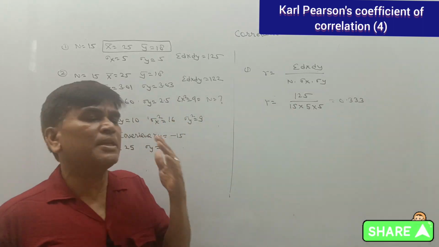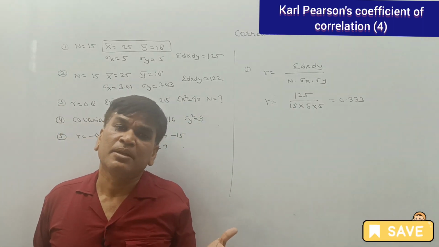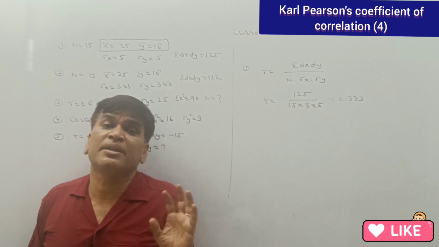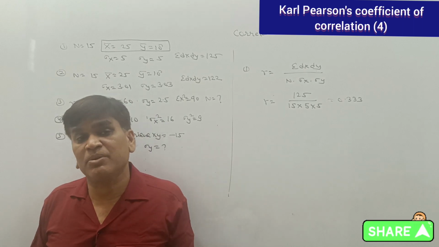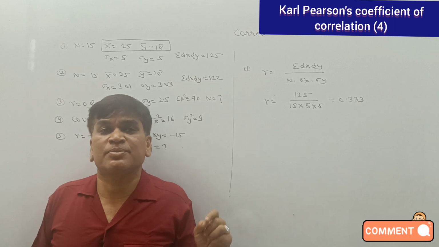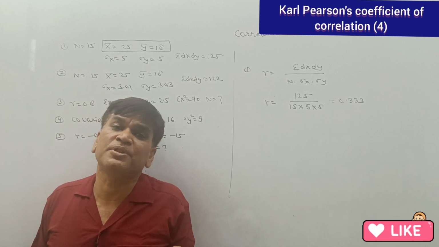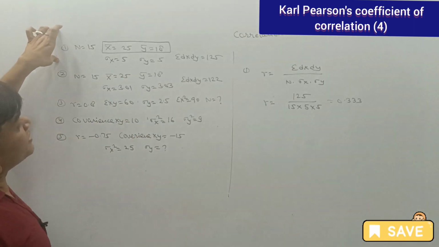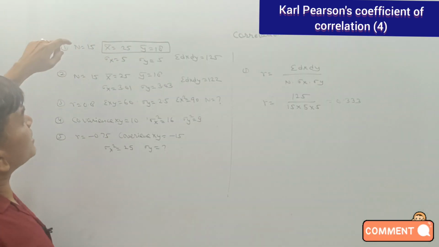This question is repeated many times in examinations, but students get confused about why x bar and y bar are given. They think that if x bar or y bar is given, it must be used in the solution, and so they get confused and do the wrong work. So in such questions you do not need to use x bar and y bar.